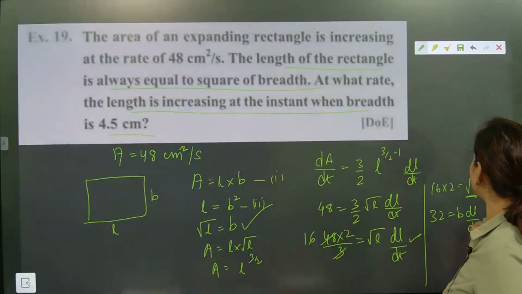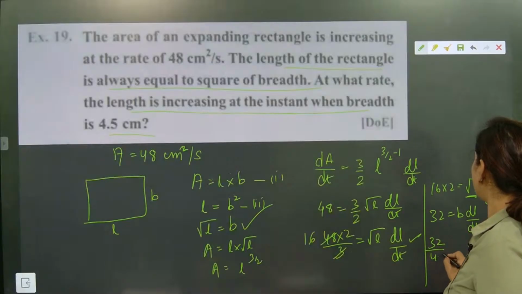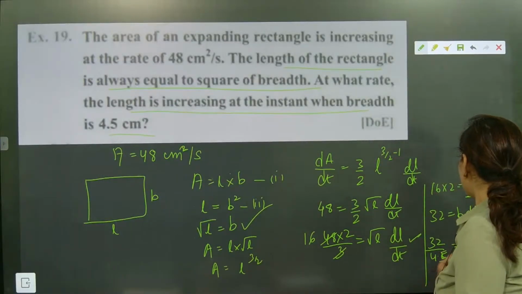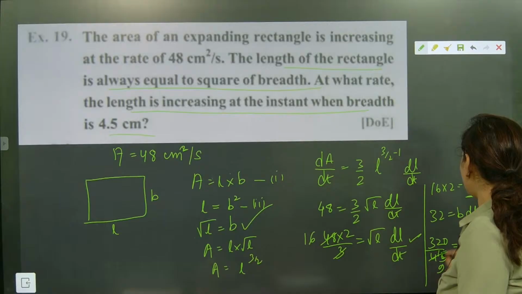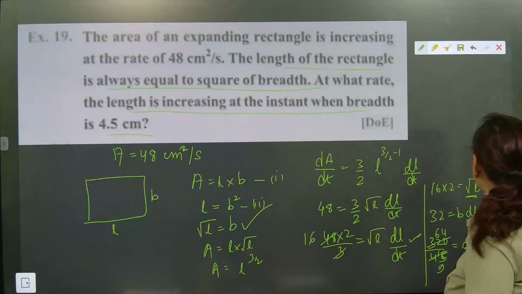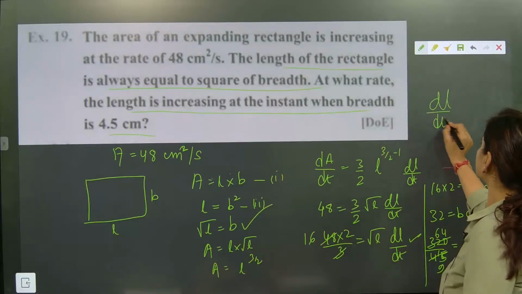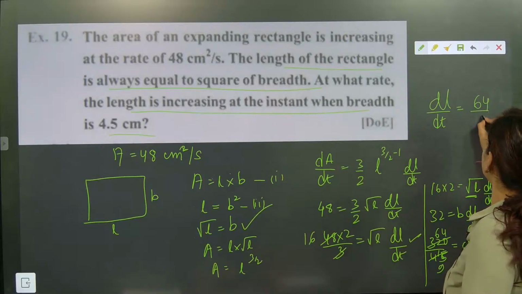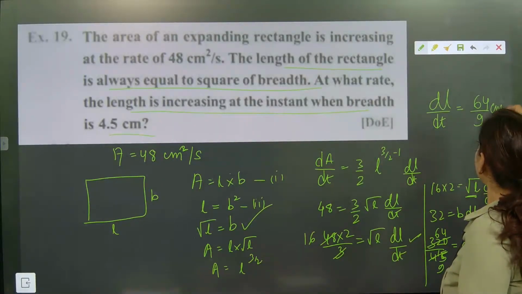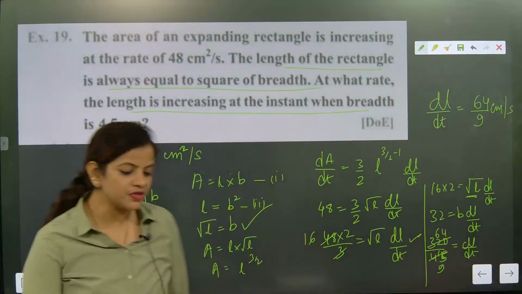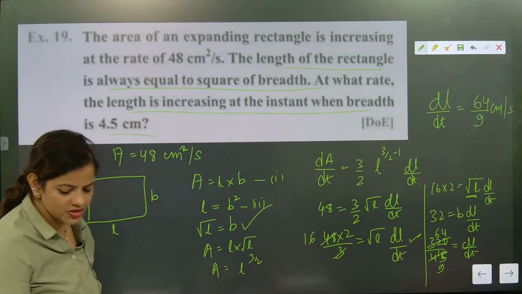So what is B, beta? B is 4.5. So 32 by 4.5 is equal to dl by dt. We will write it as 320 by 45, which is 64 by 9. So the final answer dl by dt is 64 by 9 centimeter per second. This is the answer, 64 by 9 centimeter per second. Check this one out. This is an easy question.